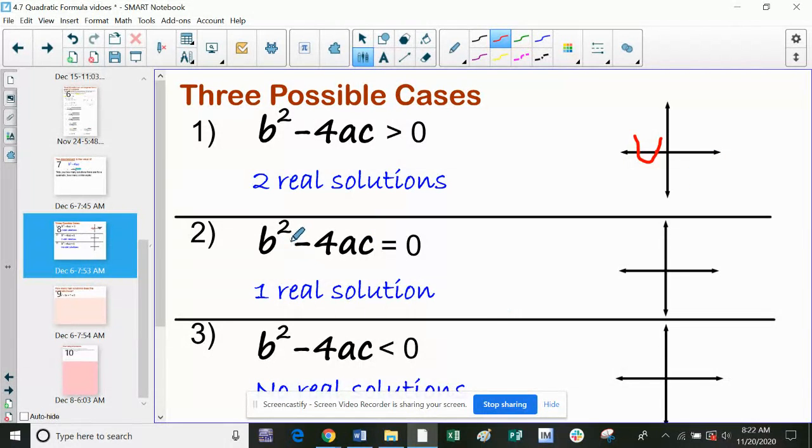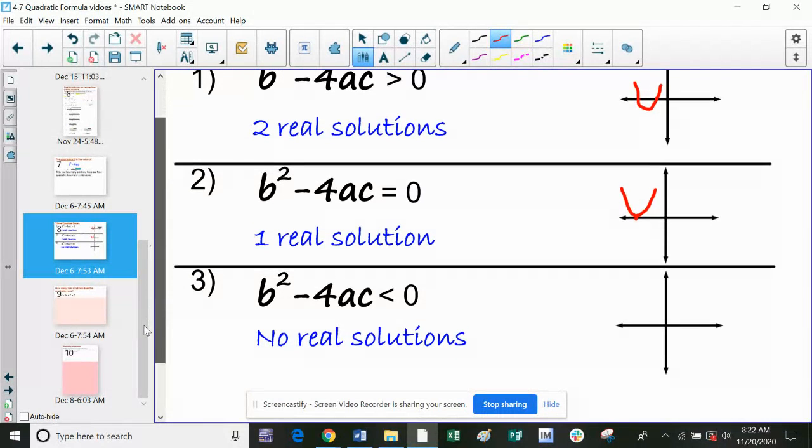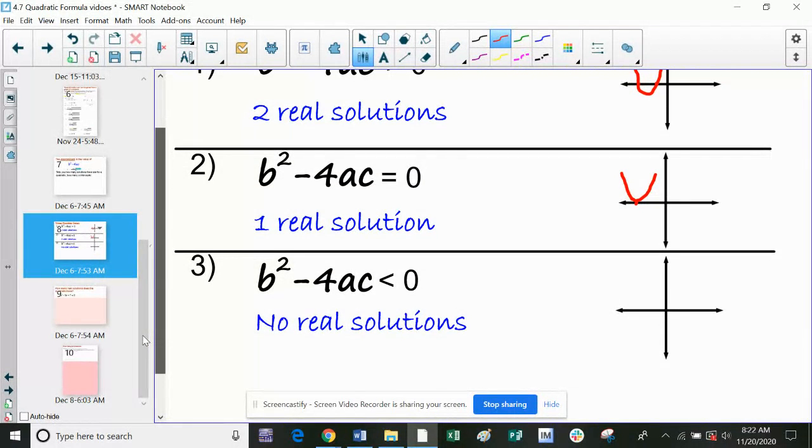What if the items under the square root are equal to 0? B squared minus 4ac actually equals 0. Well, that means there's one solution and it occurs twice. So that means the vertex is right on the x-axis. So it's a double root. It occurs twice. So there's two solutions, but they're both the same number.